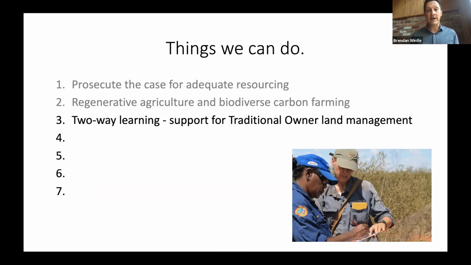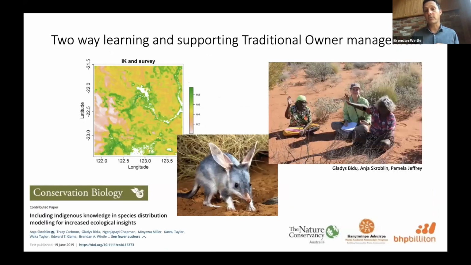This is one of my favourite projects, a postdoc, a NESP project, Anya Scroblin here, working with KJ and the Martu people in Martu country, an area bigger than the size of Tasmania, combining our statistical and mathematical modelling of bilby distributions with traditional knowledge of bilby to identify the best places in the landscape to manage and monitor bilbies. And that's the kind of collaboration and support that I think we can start to give.